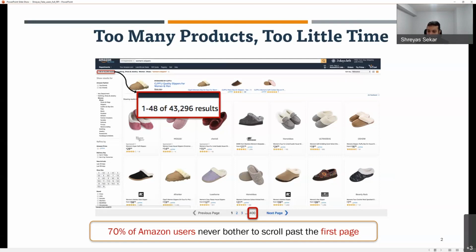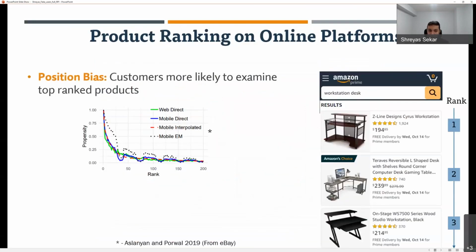And that's huge. So this notion that people don't go beyond the first page is a special case of a more general phenomenon that behavioral scientists refer to as the position bias. Now, this is a fancy term for something that all of us have internalized. And what this basically means is that more people are likely to examine the top ranked products than the ones at the bottom. Okay? As an example, look at this plot on eBay's click probabilities or the propensity to view products as you go beyond the top ranked products.